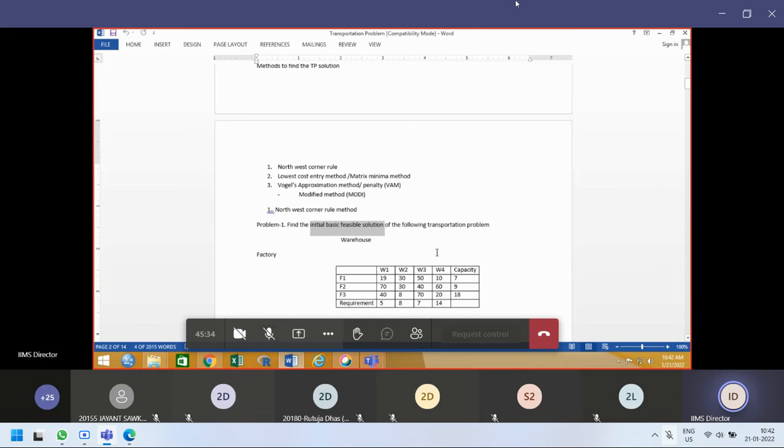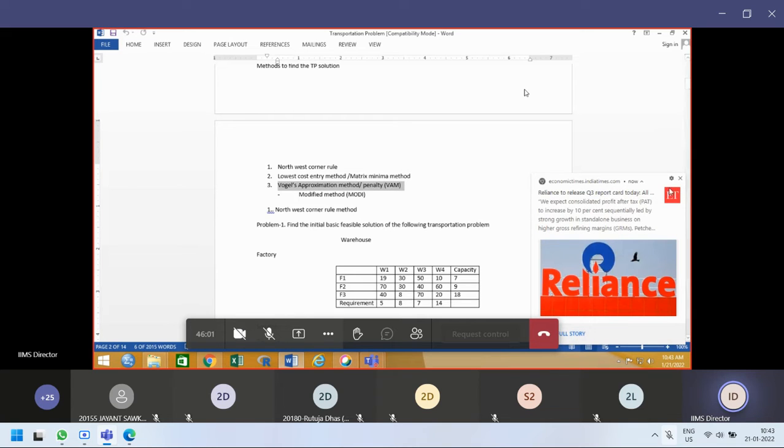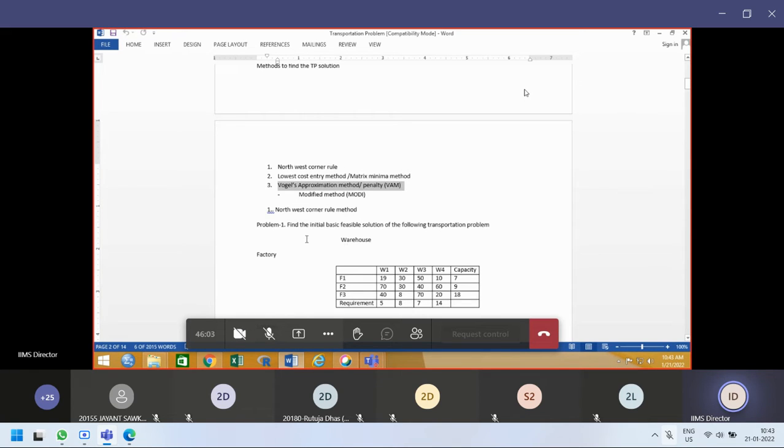Come on, please. If they ask to find the optimal solution, then which method is applicable? The third method, Vogel's approximation method. Just now I said Vogel's approximation method gives an optimal solution, right? So if the word is optimum, then the optimal solution method is used.